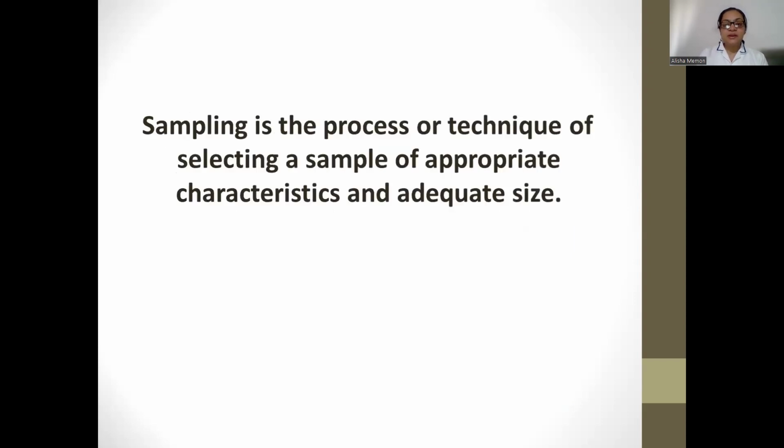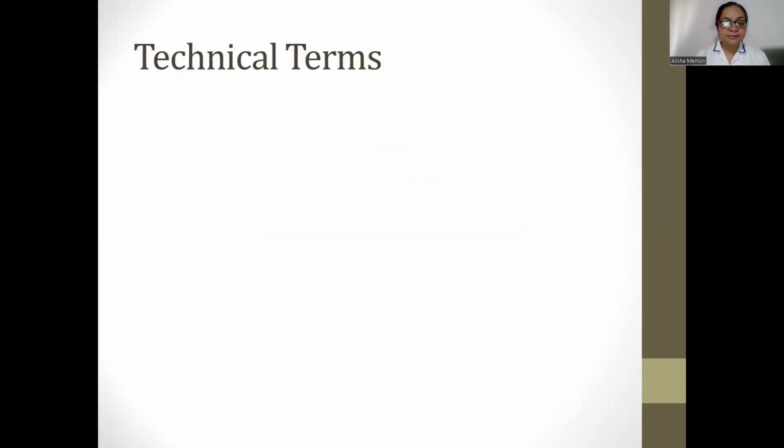Sampling is the process or technique of selecting a sample of appropriate characteristics and adequate size. This is the technical and the actual definition of sampling. So it is the process when we select a sample which has certain similar characteristics, and it will also be of a certain size.